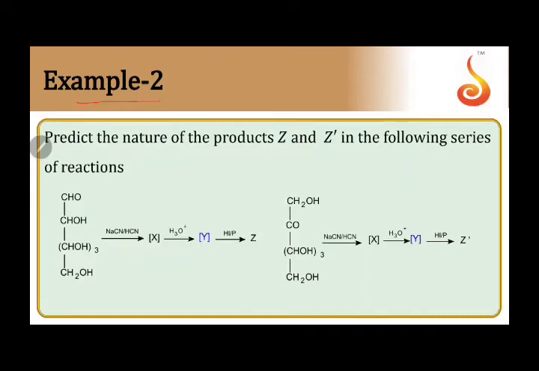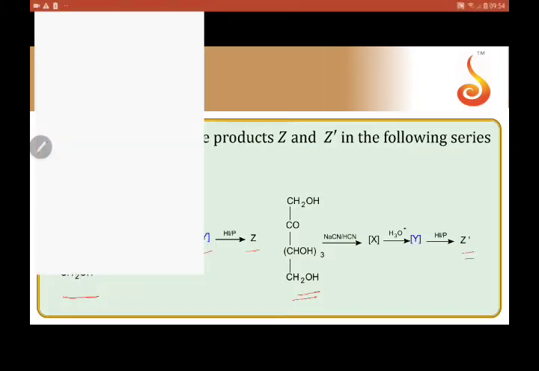Identify the nature of the products Z and Z dash in the following series of reactions. This compound, on reacting with NaCN and HCN, gives X. On acid hydrolysis, it gives Y. On treating with phosphorus and HI, it gives Z. Similarly, another compound given here undergoes the same set of reactions to give compound Z dash. We need to identify Z and Z dash. Let's see the reactions here.